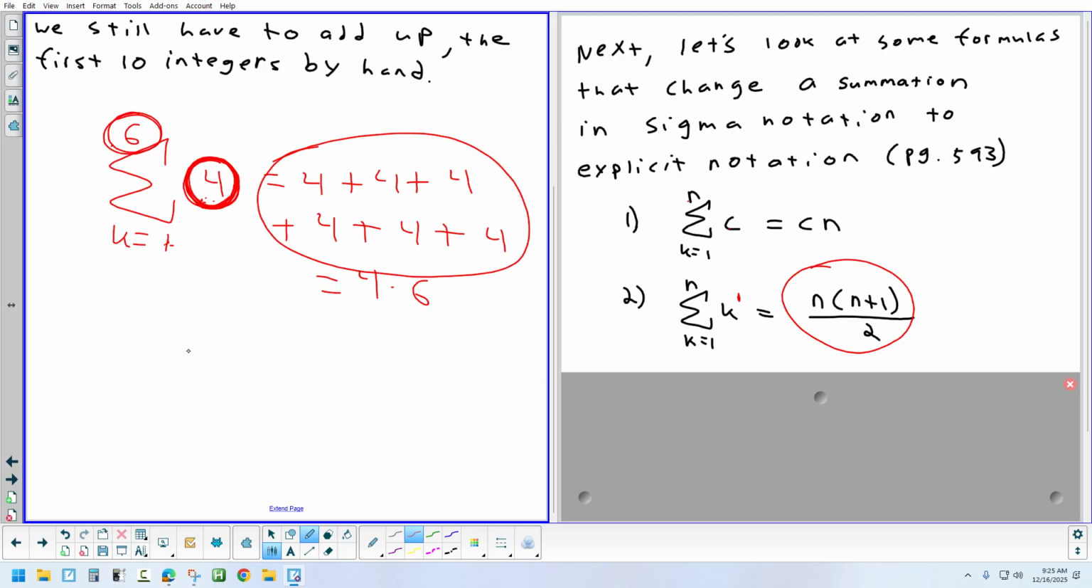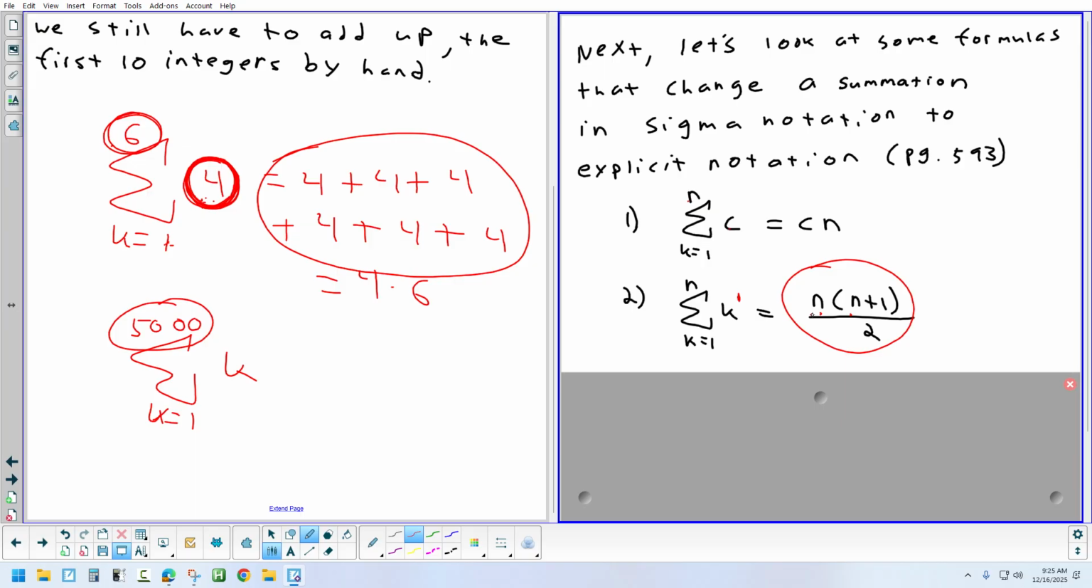So they gave you a problem like that. And they said add up the first 5,000 integers. 1 plus 2 plus 3 plus 4, all the way up to 5,000. You don't have to do it by hand. Just take the number 5,000 and fill it in right there for n. 5,000 times 5,001 divided by 2. And that will tell you what the first 5,000 integers add up to. And those are the only two formulas that we're going to look at.